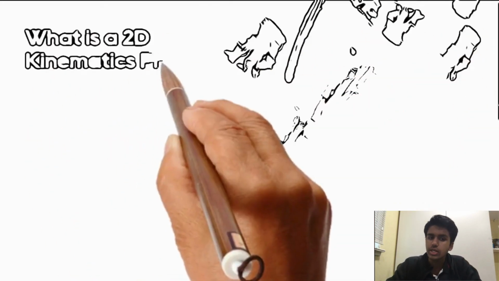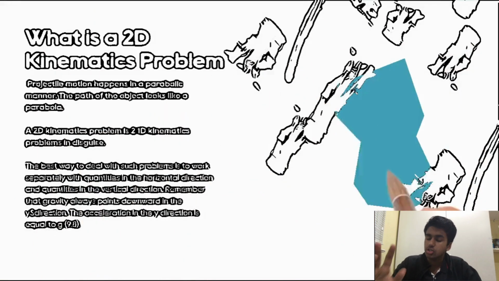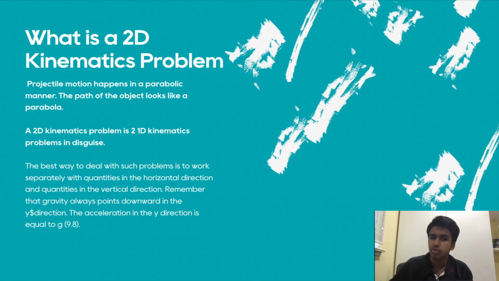Now, what is a 2D kinematics problem? Many people find a 2D kinematics problem tough, but trust me, it's not that bad. Because you use one key thing, and that key thing is that a 2D kinematics problem is 2 1D kinematics problems. So you're basically solving 2 problems at once.